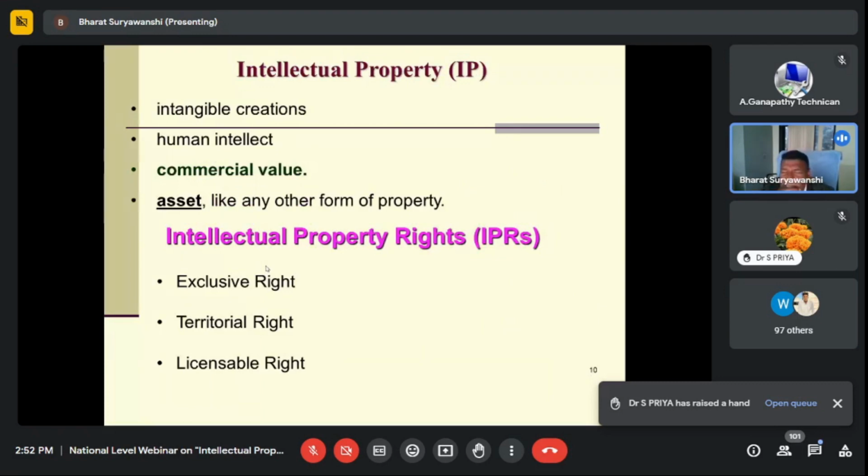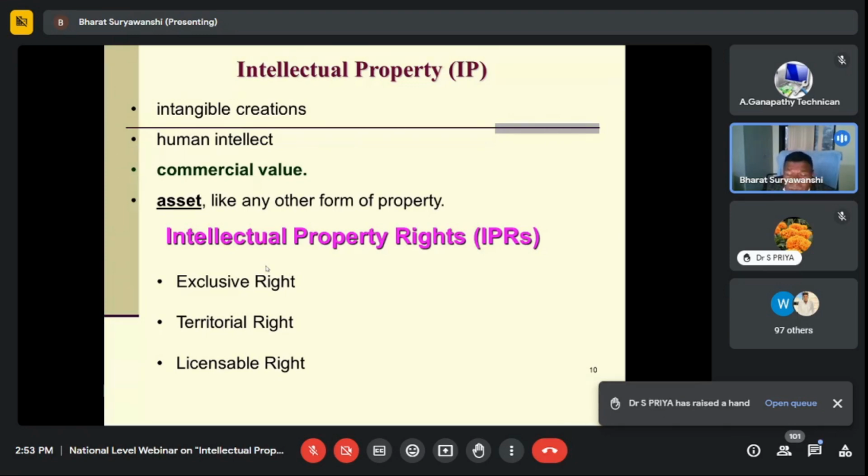Now, how to define intellectual property? Intangible creations of the human intellect having commercial value, an asset like any other form of property. For example, you are getting some idea to develop a vaccine. Then if you are selling that vaccine or licensing it to any other company, you are getting money out of that. Therefore, it's an asset like any other form of property. By selling gold, flat, plot, you get money. In the same way, if you are selling compositions, books, stories, again you can get money out of that. Therefore, it's an asset like any other form of property.